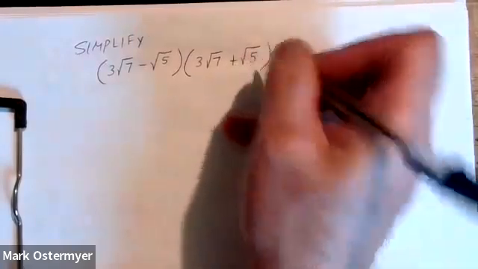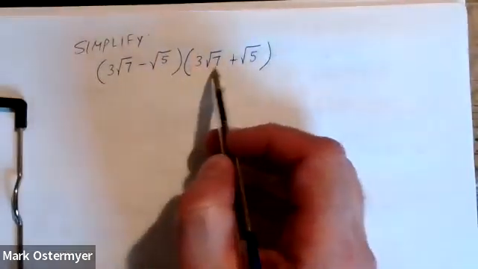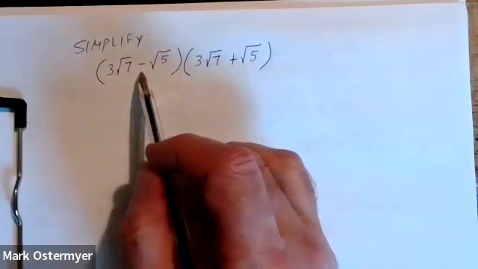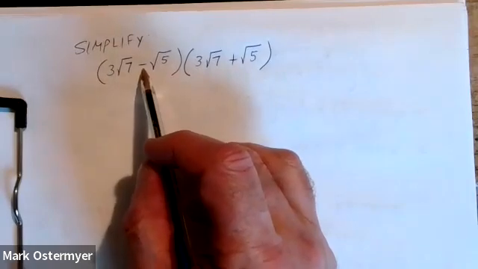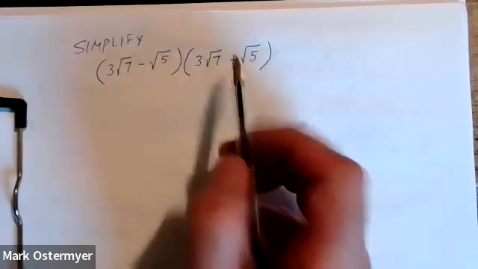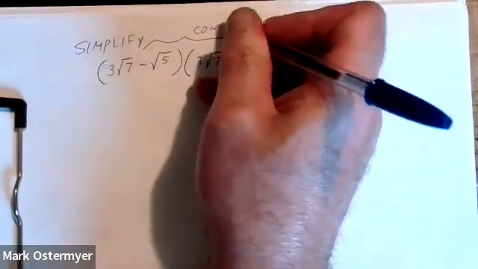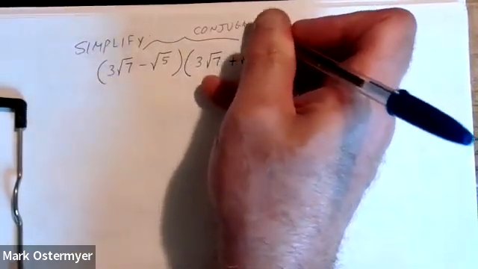Here we're going to try to multiply two radical expressions together. 3 square root of 7 minus square root of 5 times 3 square root of 7 plus square root of 5. Well, ladies and gentlemen, these are called conjugates of each other because they only differ by the sign that's in between the terms. And multiplying conjugates together is pretty simple if you can remember an important pattern.